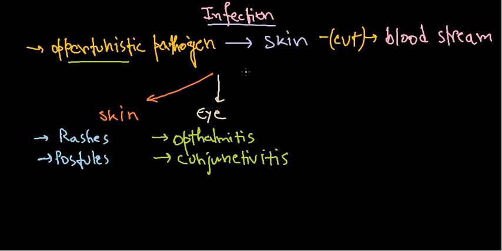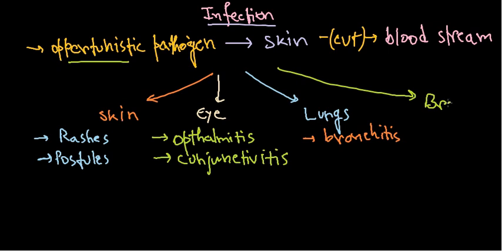Now it can also cause disease in our respiratory system, like in lungs or regions like bronchus and all these things which are related with the respiratory system. So it can cause a form of bronchitis. And it can also cause disease in brain, right? Usually the brain disease that it causes is meningitis, and it is common in infants, otherwise we won't see this. So meningitis.